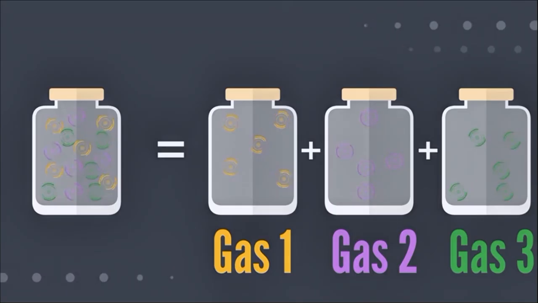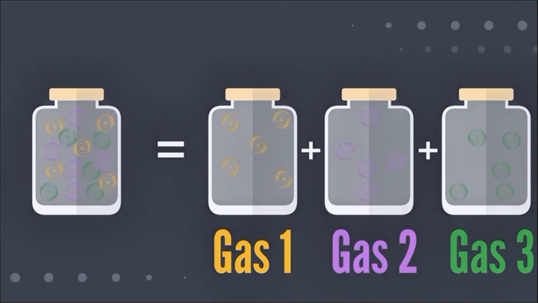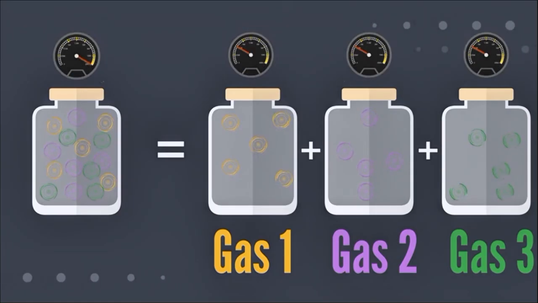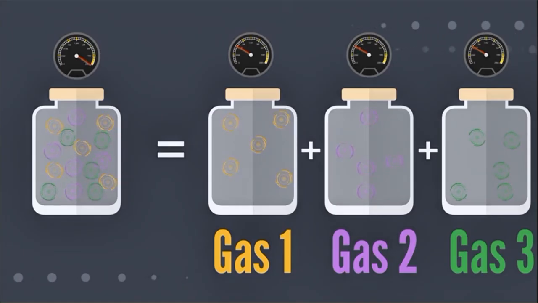The sum of the partial pressures of the three gases will equal the total pressure of the mixture of gases. Let's look at the pressure meters above the gas chambers to notice that each partial pressure of the individual gases equals the partial pressure of all the gases in the same container.